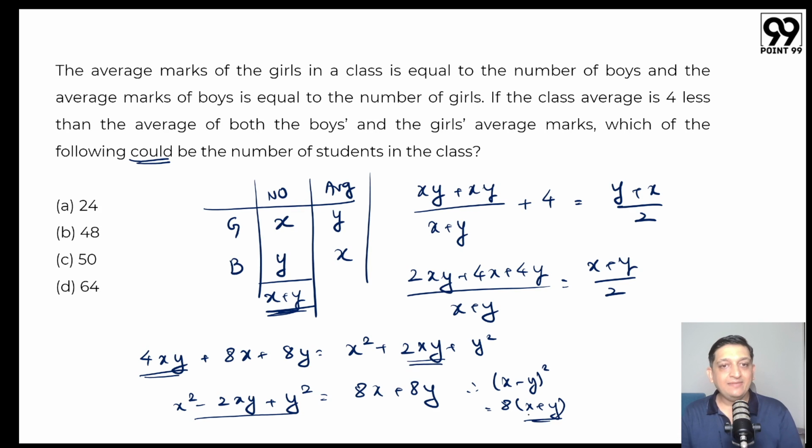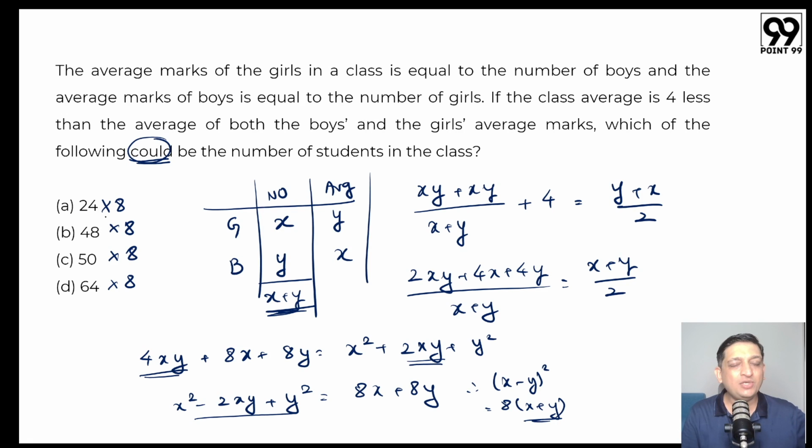Now I know that the number of students in this class is going to be given by X plus Y. So 8 times the number of students has to be a perfect square, and we have to figure out which of the following could be the number of students in the class. So I just have to multiply each of these by 8 and figure out whether it's going to be a perfect square or not. If it is a perfect square, then our answer stands. If not, then that cannot be our answer.